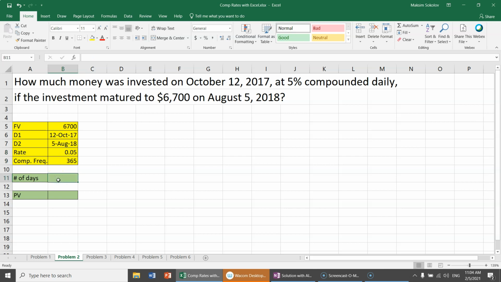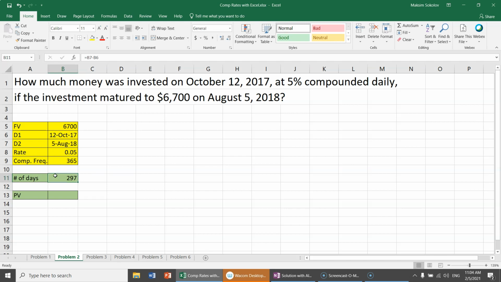We'll start solving this problem by finding the number of days between those two dates, D1 and D2. The number of days, of course, is found very easily. Once you enter those dates correctly into Excel, the number of days in B11 can be computed as B7 minus B6.